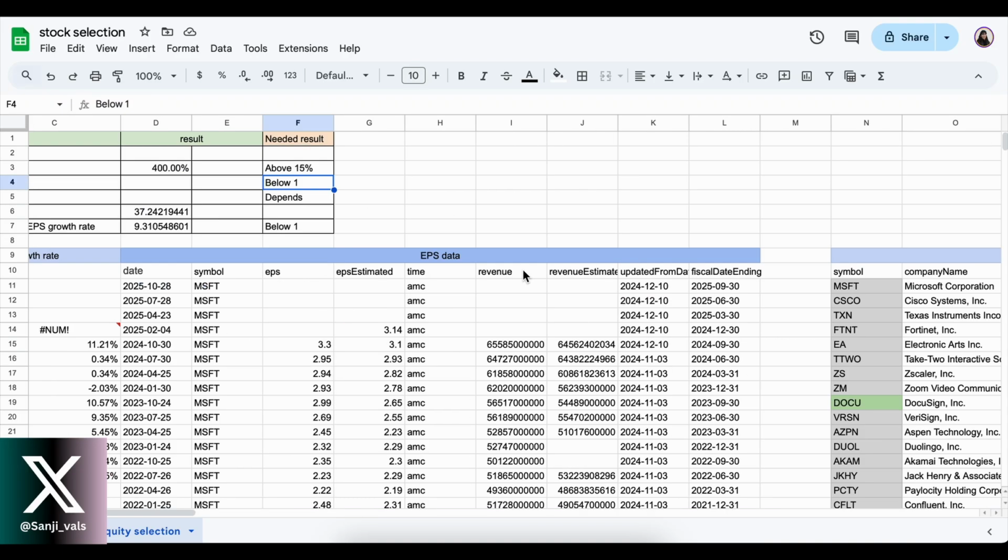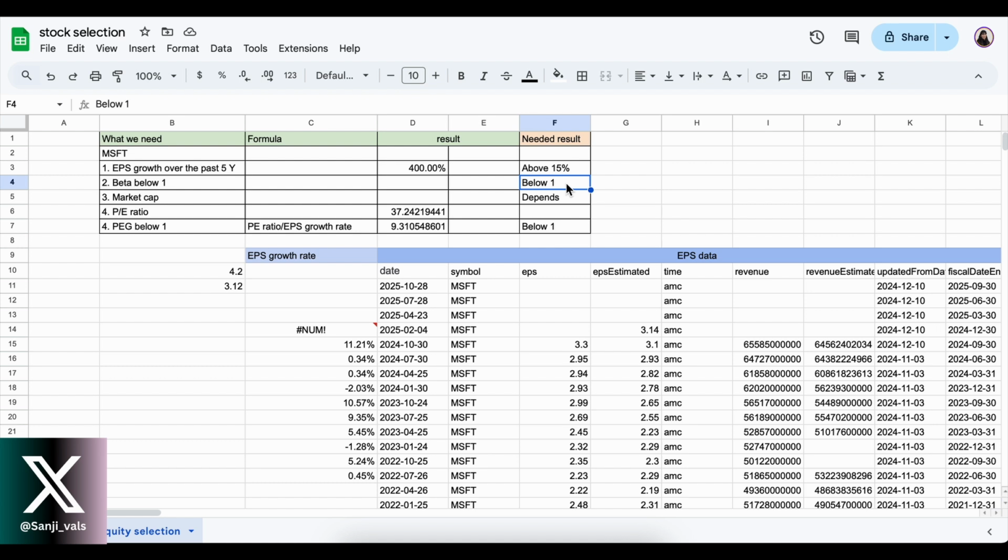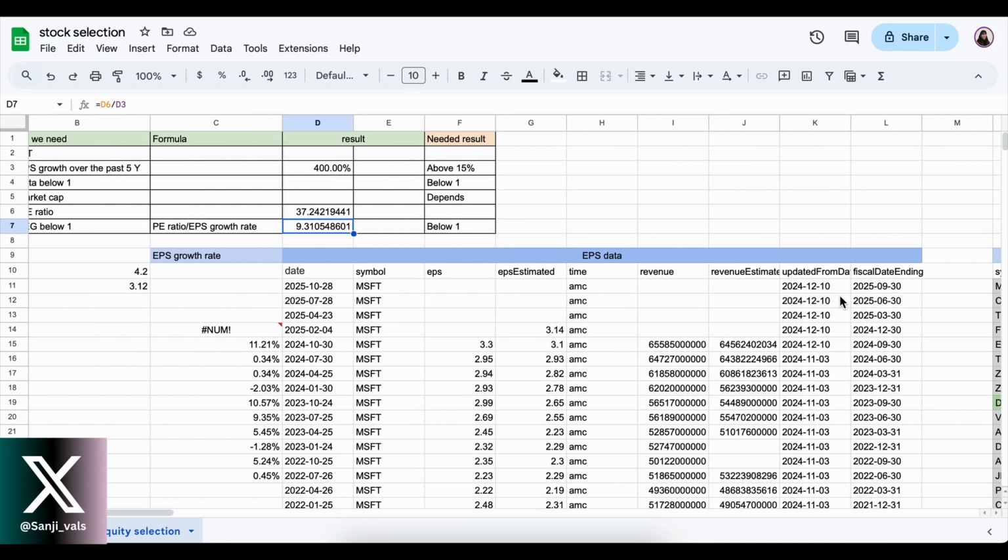So our beta for Microsoft is 0.90, which is good. And then the market cap, it's a large market cap share, and the PEG ratio is very high, which means that the stock is overvalued right now. We're not considering the Microsoft share, and that's how I did these calculations.